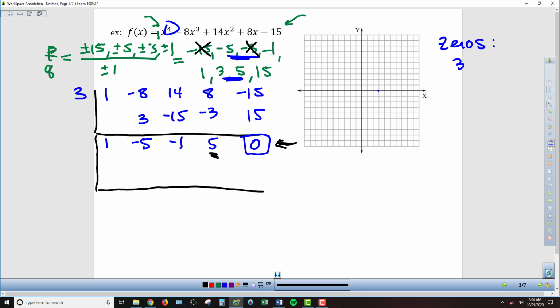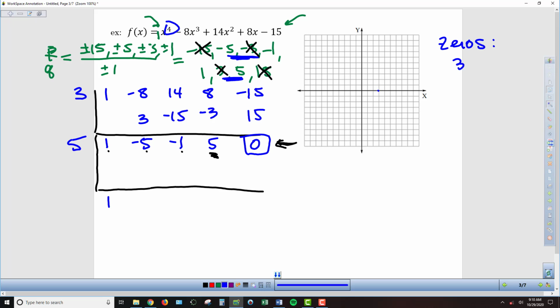So 15 and 3 are no longer candidates because they don't divide evenly into 5. Likewise, negative 3 and positive 15 are no longer candidates because we're working with this polynomial function that would be x cubed minus 5x squared minus x plus 5. So if we were to regenerate our p over q list, it would only be 5 and 1 that divides evenly into that last number. So from our reduced list of options, let's try 5 as a 0.